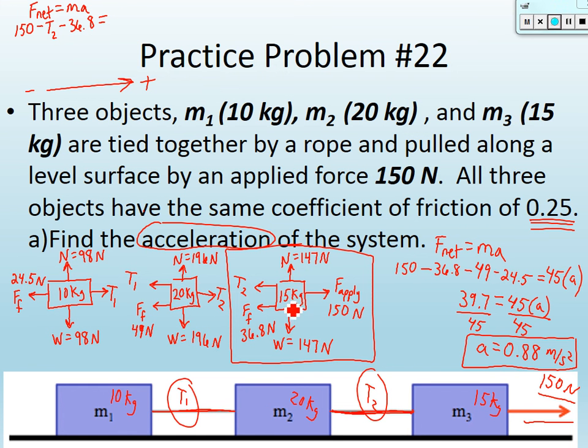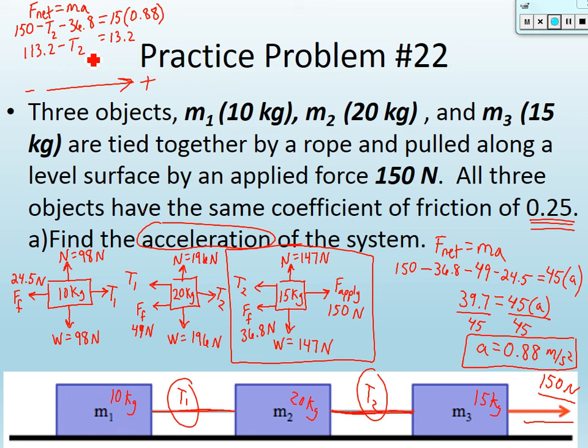Now, we're not doing the system anymore. It's just for this one block, so it's 15. And do we know the acceleration? The answer is yes. It's 0.88. Okay, so let's simplify that and solve for T2. So 15 times 0.88 is 13.2. Let's try to simplify this as much as we can. So 150 subtract 36.8 is 113.2 minus T2 is equal to 13.2.